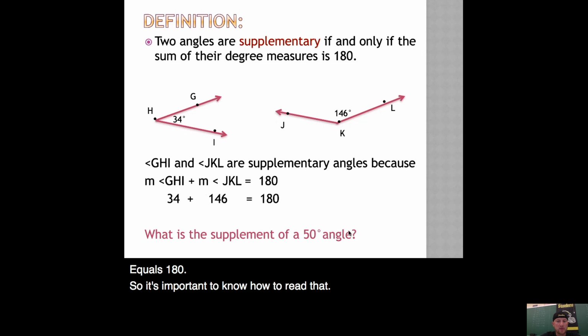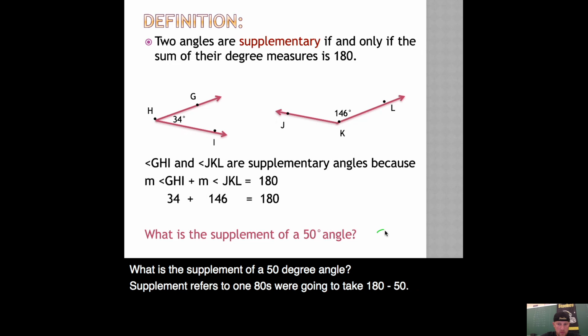What is the supplement of a 50-degree angle? Well, supplement refers to 180, so we're going to take 180 minus 50. That's going to give us 130.